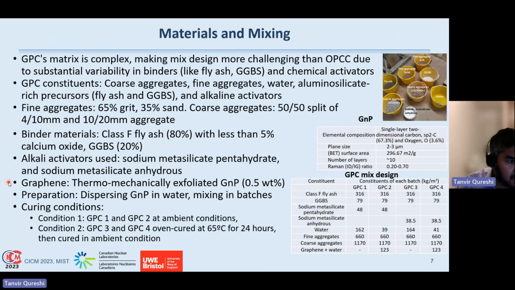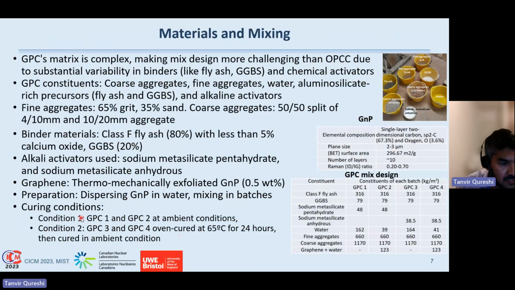The curing conditions, so the preparations. One of the things in the preparation is the dispersion of the graphene nanoplatelets in water and then mixing it in the batches. And we followed two curing systems. So curing condition 1 is for batches 1 and 2. This is the mix design table. And condition 2 is for GPC 3 and 4.